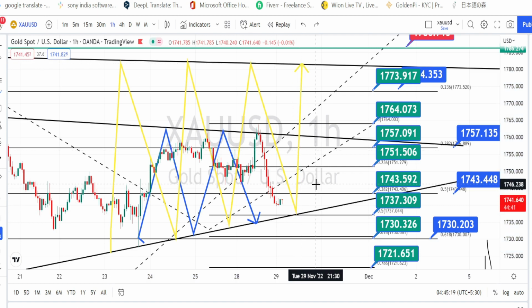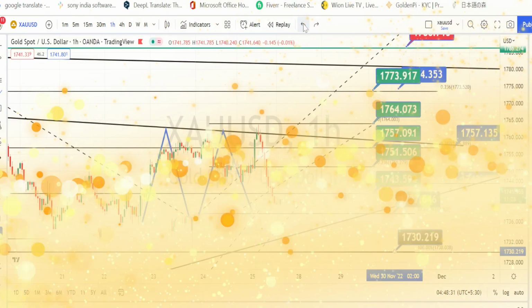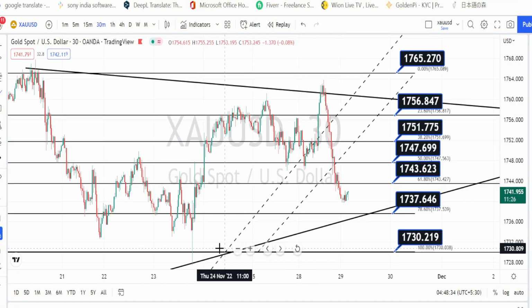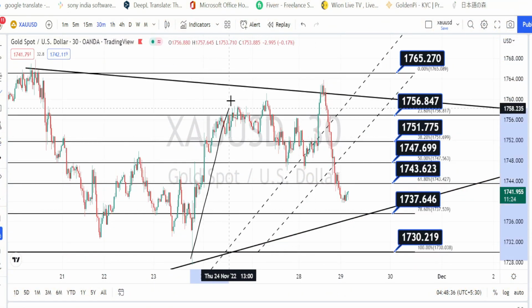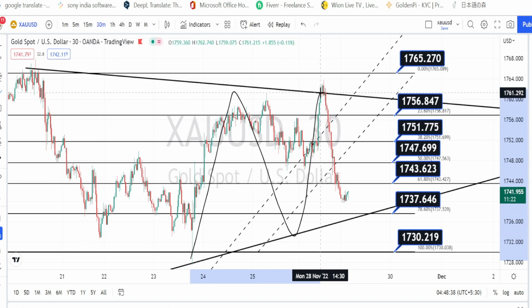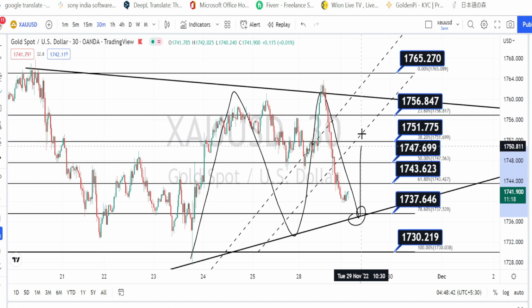Let us look at the price action in 30 minutes time frame. I am in 30 minutes time frame now. In 30 minutes time frame also we are noticing the price action to be consolidating within this 4 hours time frame support line and the hourly time frame resistance line. So for the 30 minutes time frame, you can be scalping within this resistance line and the support line as long as it is trading within this symmetric triangle pattern.